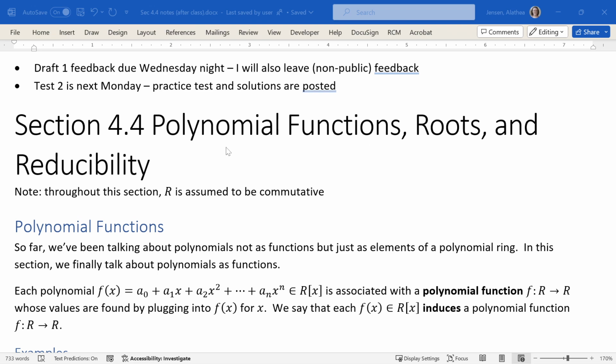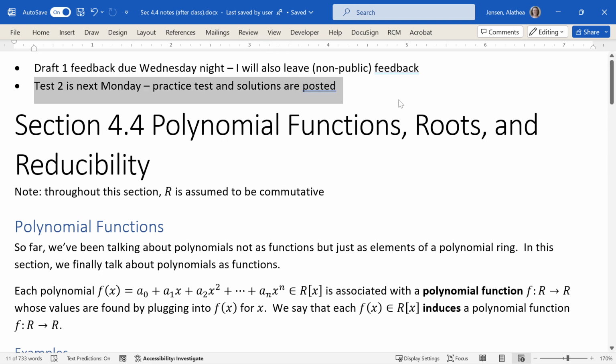A couple of announcements: your peer feedback on draft one of your paper is due Wednesday night at midnight. I will also leave non-public feedback, hopefully on the same time frame. Test 2 is next Monday. The practice test and the solutions are already posted. We're going to have some questions that are not proof questions on that test, so make sure that you look over that, see what kind of questions there are going to be, and practice them.